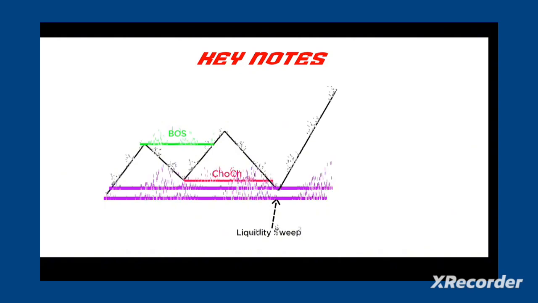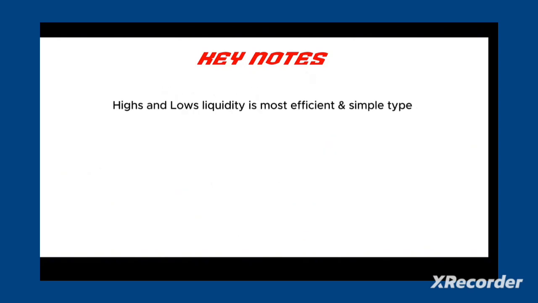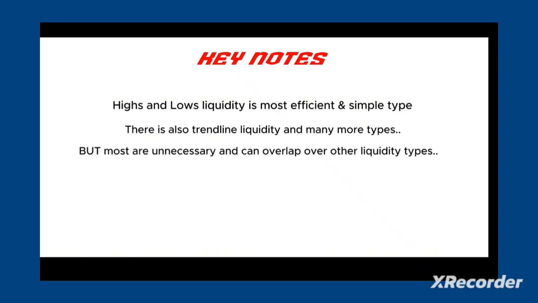We have talked mostly about highs and lows liquidity. There is also an option to identify liquidity from trend lines, but I find it unnecessary in most cases, and it can overlap the highs and lows liquidity, often confusing traders. So it is a better idea to just stick to the simplest option and master it.